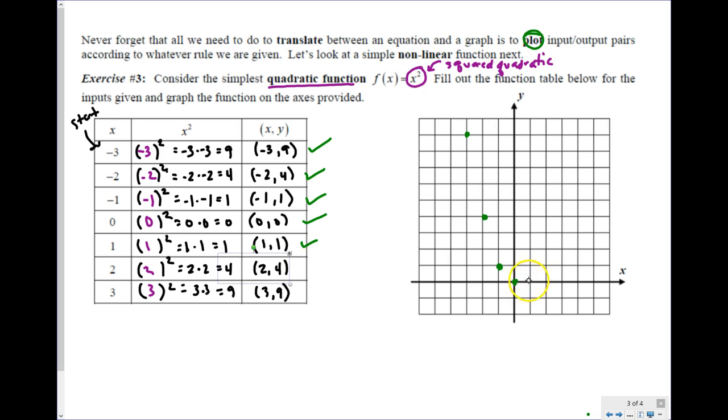1, 1, so I'm going to go to the right 1 and go up 1. 2, 4, go to the right 2 and then up 4. And then 3, 9, over 3 and up 9. You're going to notice something very cool about a quadratic is that you've got some symmetry.